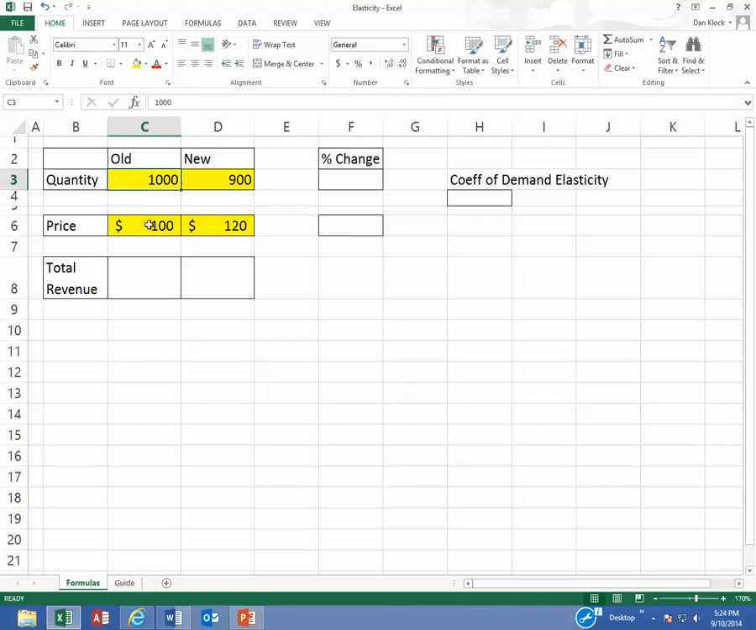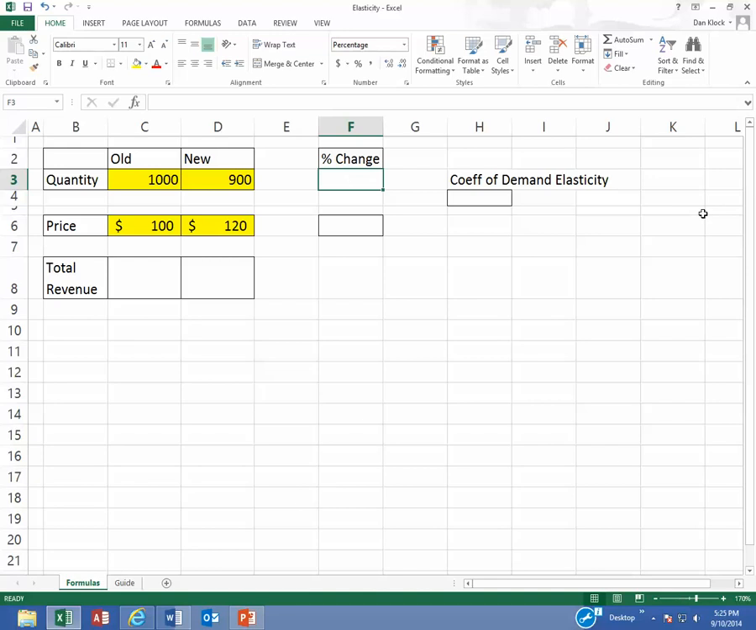So I raise my prices by 20% basically, and my quantity sold drops by 10%, right? So what I want to do is create the formulas here in Excel, because the numbers on the test when you have to do your percent changes aren't going to be this simple. They'll be more realistic numbers.